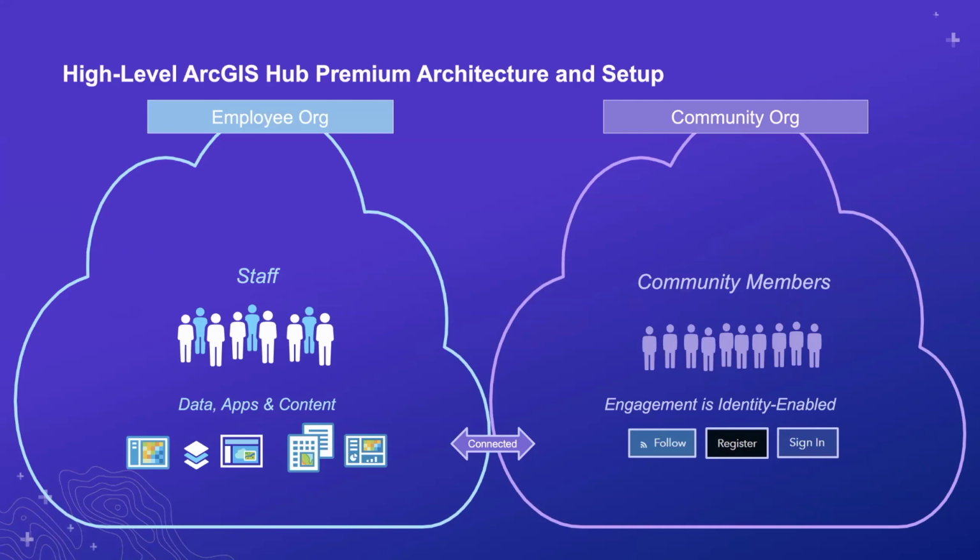Behind the scenes, when you license Hub Premium, your existing ArcGIS Online organization, this blue one here on the left, or your employees org, gets attached to a whole new ArcGIS Online organization for your community. And you can brand your community, just like Justin was talking about earlier, however you want. The idea here is we're insulating the community members from your staff organization's data and content. And they have a separate pool of things like credits and storage and access. And you can set different sign-in rules for your community org.